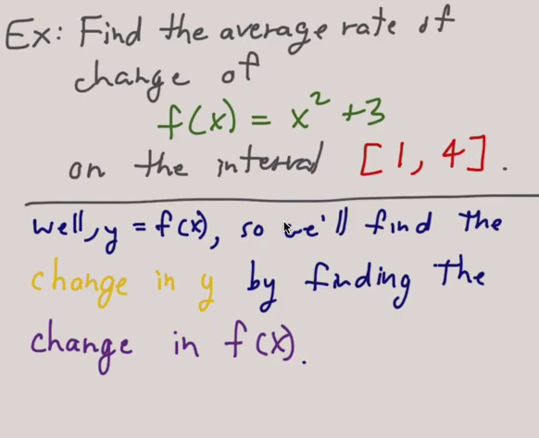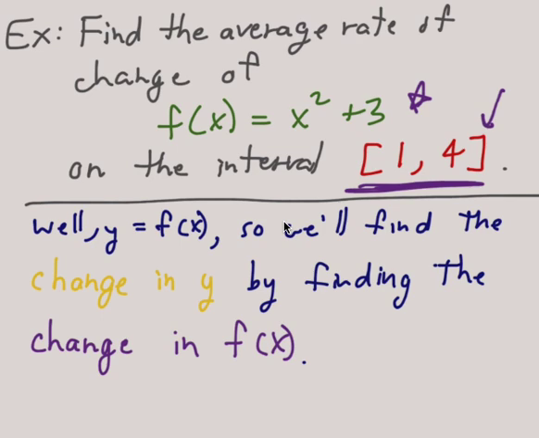First thing is I'm given a function, f of x equals x squared plus 3, and I want to calculate the average rate of change of that function on a specified interval. So let's look at that language a little bit, break that down. My function right here describes the relationship between the inputs and the outputs, and I'm looking at that function only in a very specific part of it. This is all x values here, that's an interval, so it goes from the smallest x being 1 to the biggest x being 4.